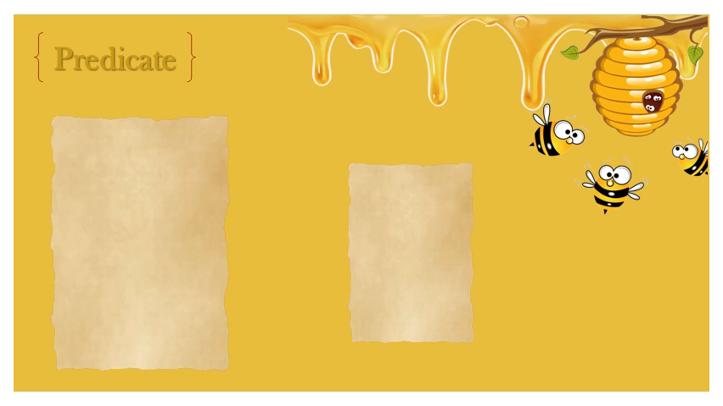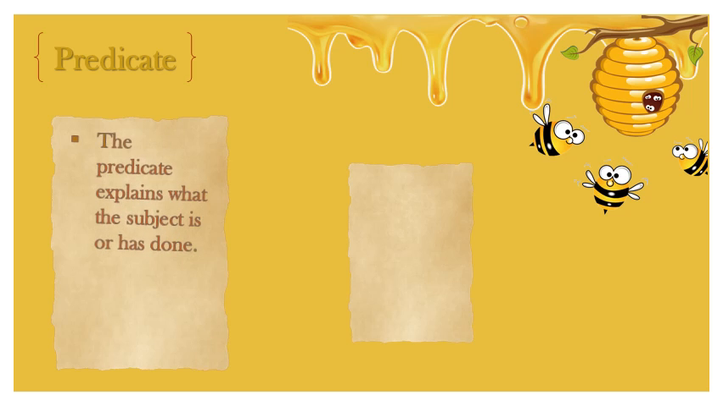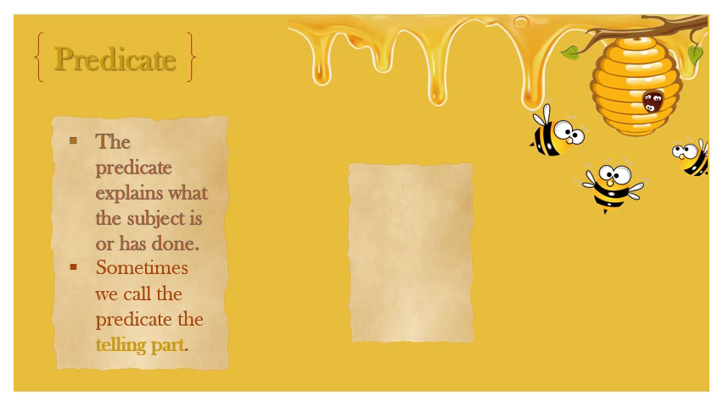What about the predicate? Let's see. What is the predicate? The predicate explains what the subject is or has done. So the predicate is the part in the sentence that tells us what the subject is or what the subject has done. As we agreed, sometimes we call the predicate the telling part, but from now on we must call it predicate. Okay? We use the word predicate.